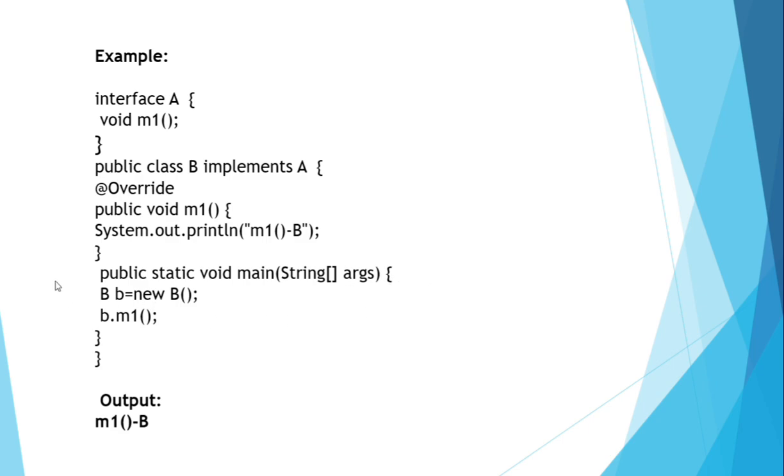Here we can create the object for this class B. We cannot create an object for an interface. Here B b equals new B, where b is created for class B, and b dot M1 calls the M1 method using the B class object. Whenever we call the M1 method using the B object, the compiler checks the M1 method where we provided the implementation. That implementation is printed: M1 method of B. This is the small example for interface.